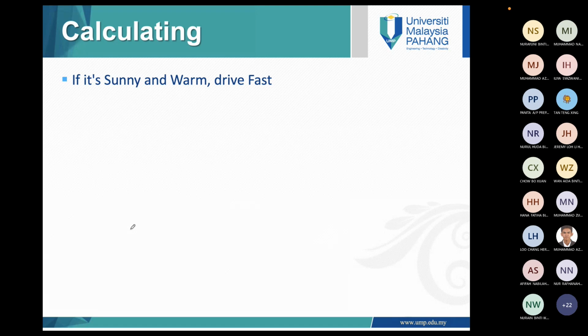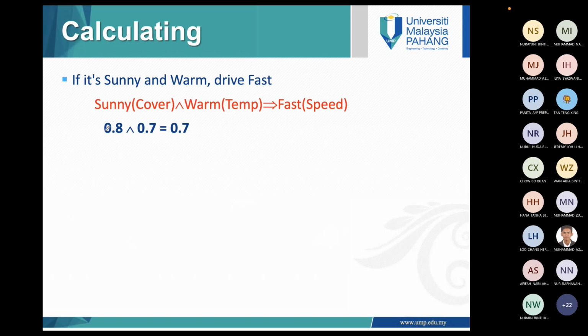So if it's sunny and warm, we drive fast. That's the rule. Sunny cover, conjunction to warm temperature, we drive fast. So we have 0.8 conjunction to 0.7. We choose the minimum value, which is 0.7. So we drive fast.